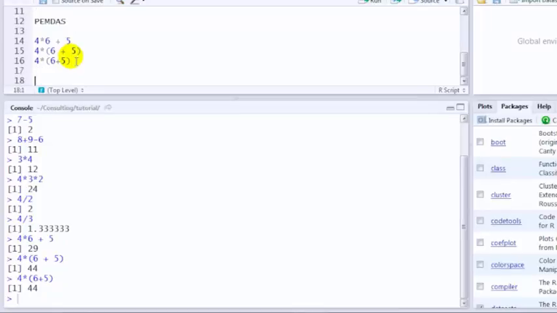As long as you follow the rules of PEMDAS and or use explicit parentheses, you should be safe with your formulas.